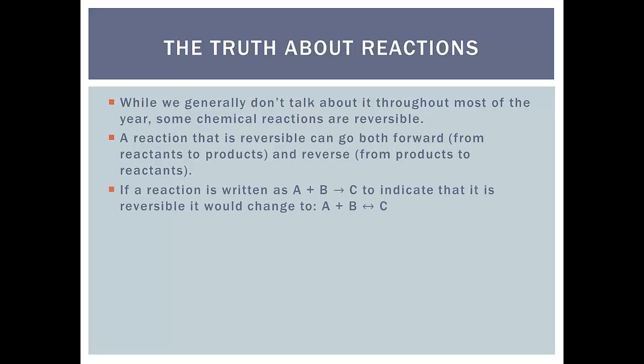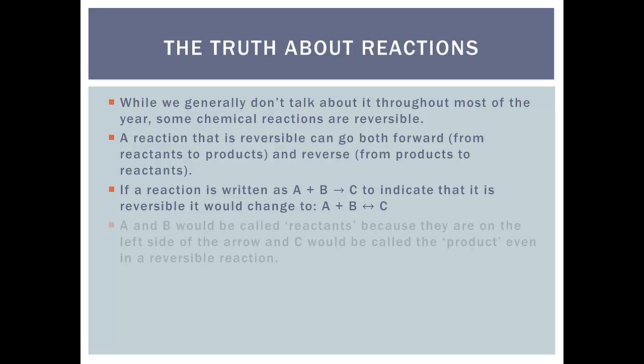If a reaction is written as A plus B goes to C, that indicates that it's only going in the forward direction. To indicate that it's reversible, you would change the arrow to a double-headed arrow so that you could see it's going both forwards and backwards.